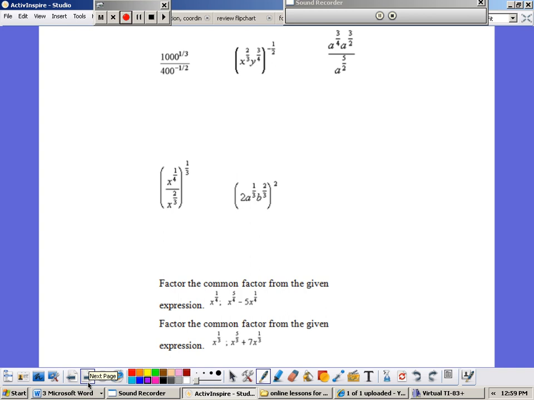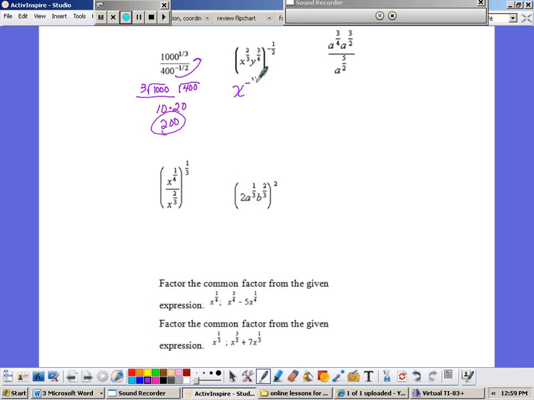Okay, so this becomes the 3rd root of 1,000, and then this is moving up to the square root of 400. The 3rd root of 1,000 is 10, the square root of 100 is 20, so I get 200 as my total.